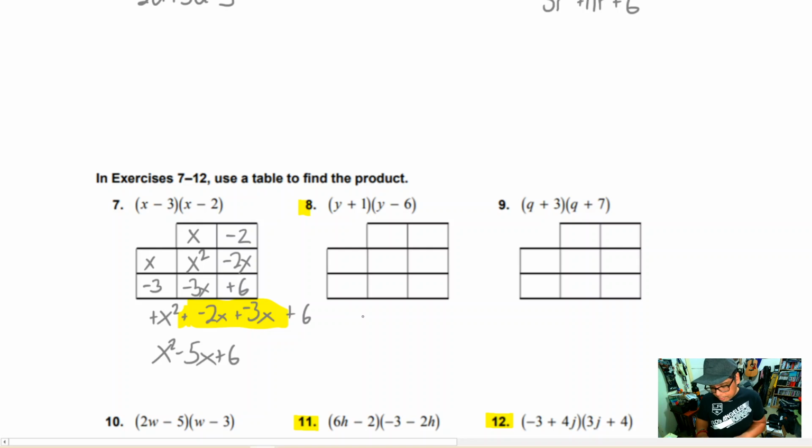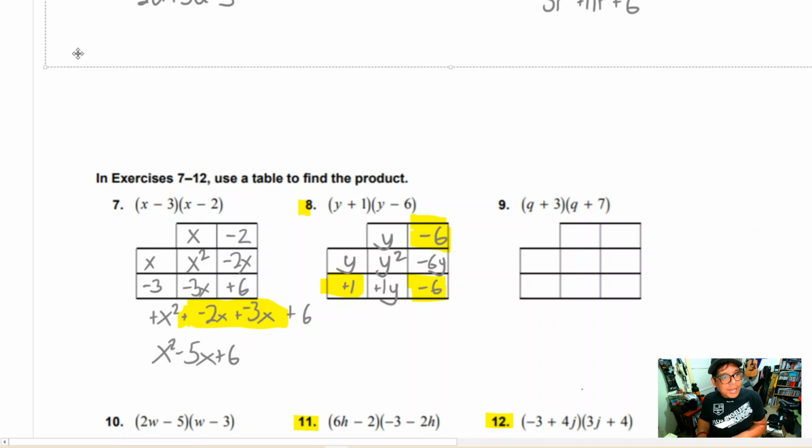Let's do number 8. y plus 1, y minus 6. And now we can start multiplying things together, starting with y times y. y times minus 6 is minus 6y. 1 times y is plus 1y. And then finally, 1 times negative 6. That's just negative 6.